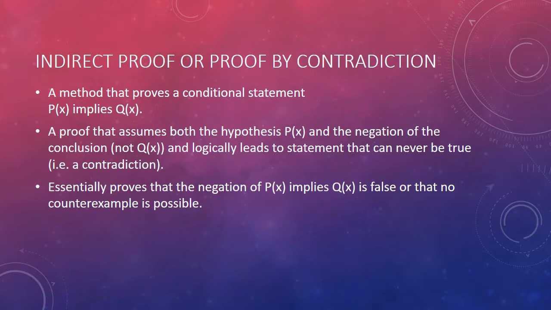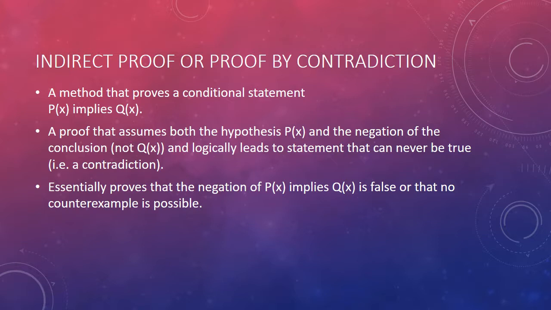Remember that the negation of P of x implies Q of x is the statement that there is some value of the independent variables x such that both P of x and not Q of x are true at the same time. So what this method does is it assumes that you have such a situation and then shows that that situation is thus impossible.